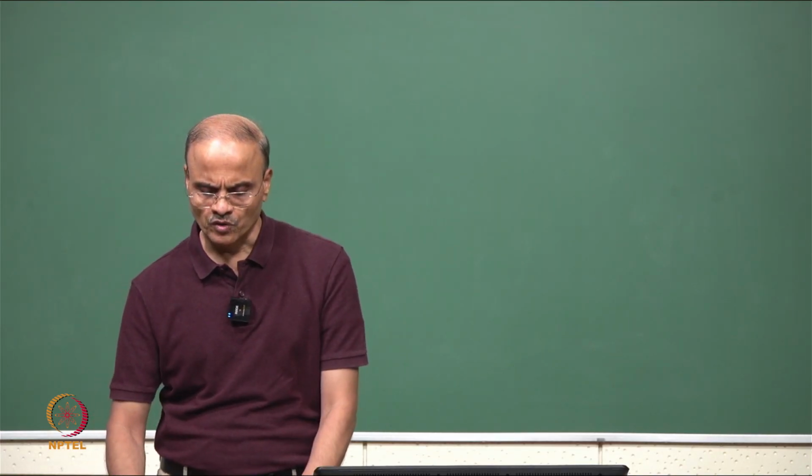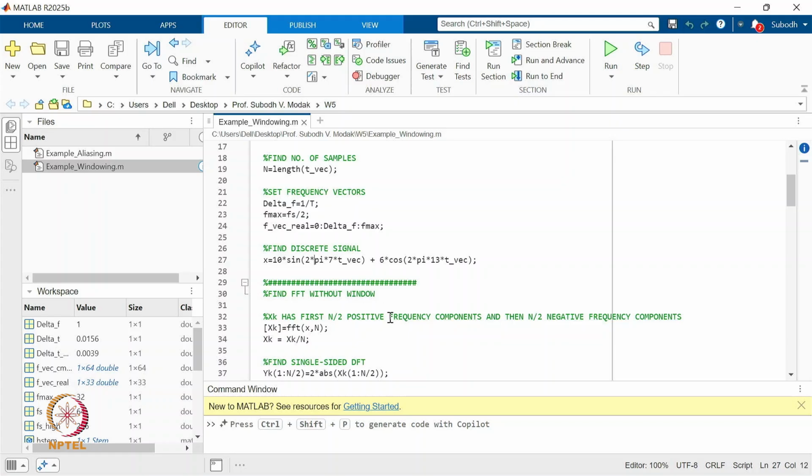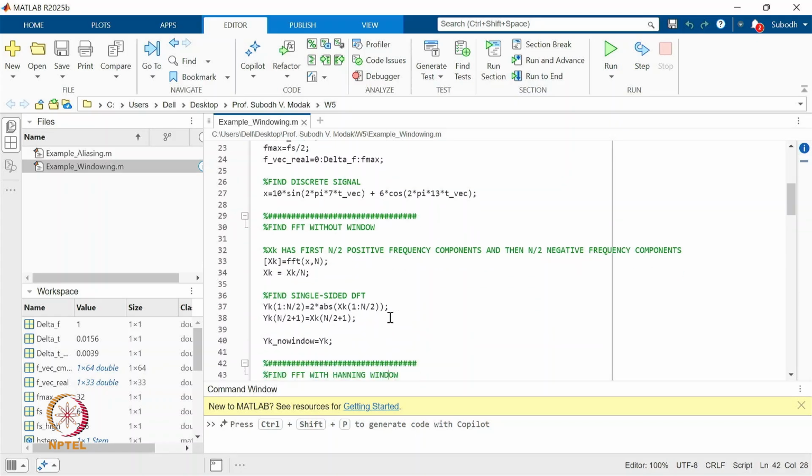Let us do that. So, the first thing is, you can see I am just finding the FFT of the signal without window, and this is the same program I have used in our earlier example, right. I am just using the MATLAB FFT function, passing it the signal x. When I am passing signal x itself, which is the discrete signal, I am not using any window function, right. It is like using a rectangular window, and then I am storing that single sided FFT as yk no window.